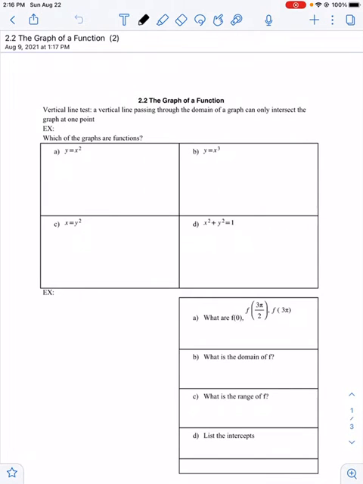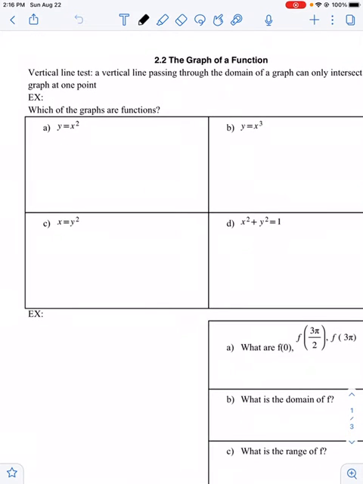Hey all, we're going to continue our function theme and go on to 2.2, which is about the graphs of functions. So if we remember from our first lesson, functions are when your x only has one y output. So we're going to determine if some of these key functions that we graph are functions. So y equals x squared, that's our parabola, our quadratic. And it passes that vertical line test, and every x value has only one y value. So yes, this is a function.